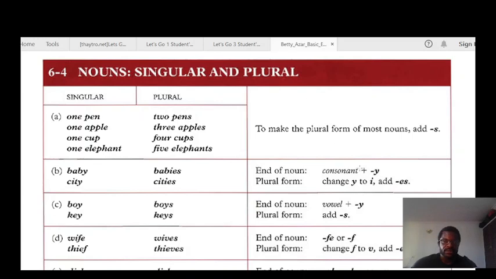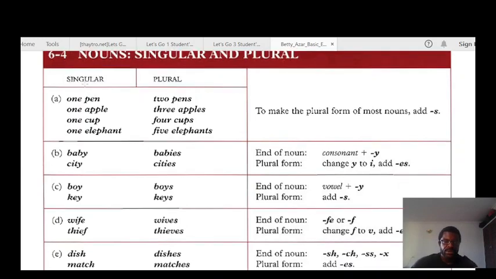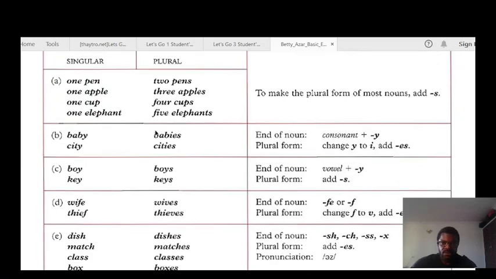So as you can see, we've got our singular and plural. In section A, we've got 1 pen, 2 pens, 1 apple, 3 apples, 1 cup, 4 cups, 1 elephant, 5 elephants. To make the plural form of most nouns, add s. You see? By adding s to pen, we made pens, which is the plural. By adding s to apple, we've got the plural form of it. Same goes for elephant and cup. Okay?